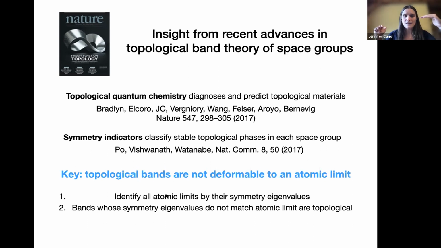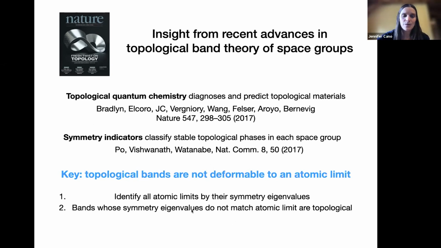Then we'll be able to answer the question that I just posed, which is, now you give me some band structure, you have some valence bands. Are these topological bands? What we can do is look at the symmetry eigenvalues of those bands and compare them to our list of trivial bands. And if those eigenvalues aren't consistent with any trivial band or any sum of any trivial bands, then we know that those bands cannot be deformable to an atomic limit. Because if they could be deformed, then they would have the same eigenvalues as an atomic limit.